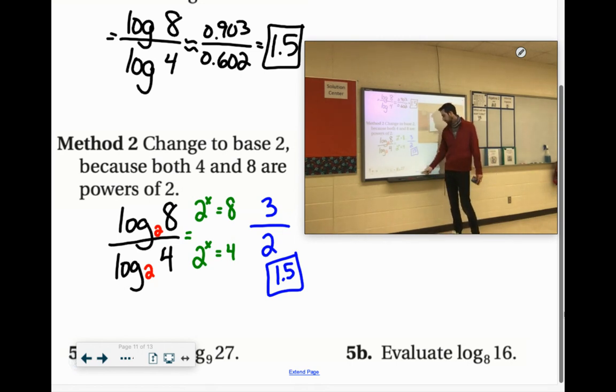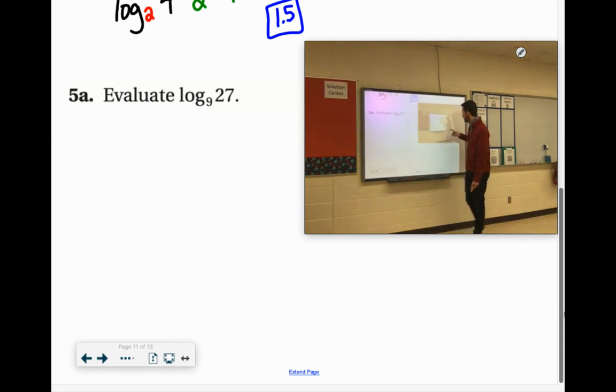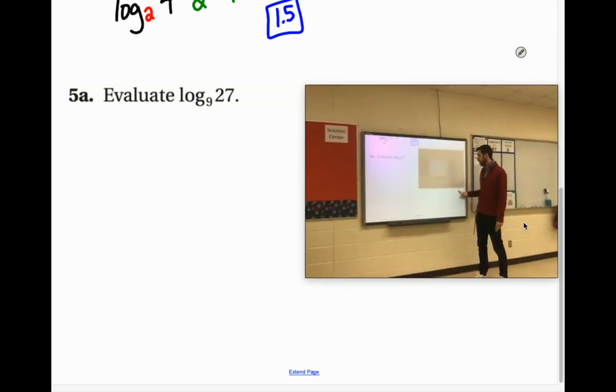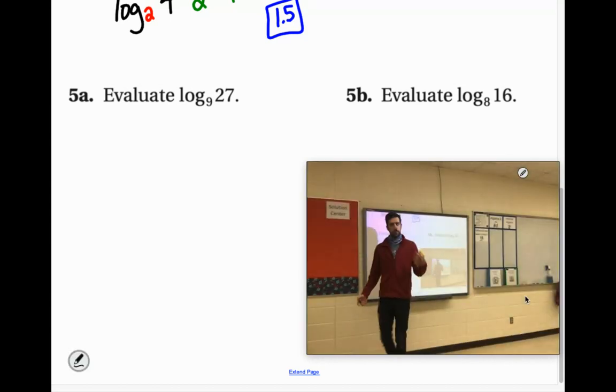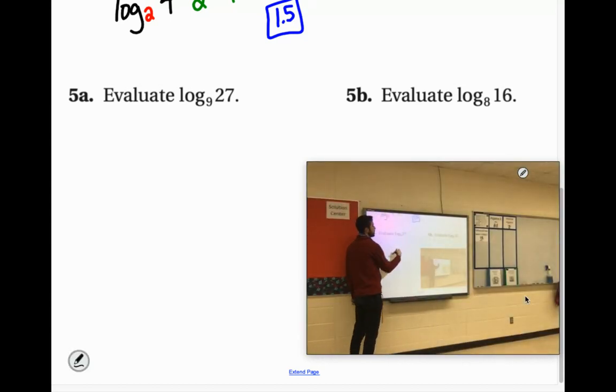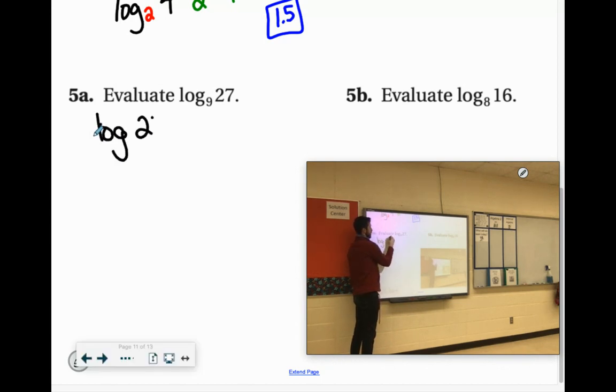If we were trying these, which I would normally have you try, let's just do these two together and try these with the change of base. So 9 and 27, we could kick log 27 up top. You throw the log 9 to the bottom. Now these are both exponents with 3, right? So we can give them both the base of 3.